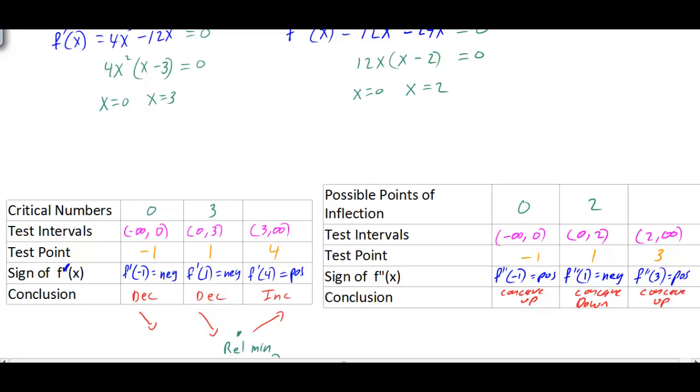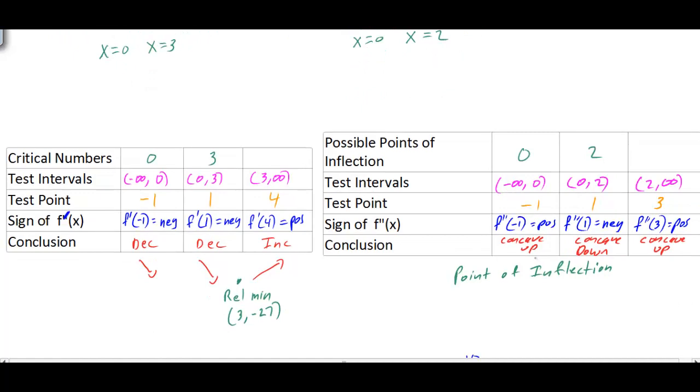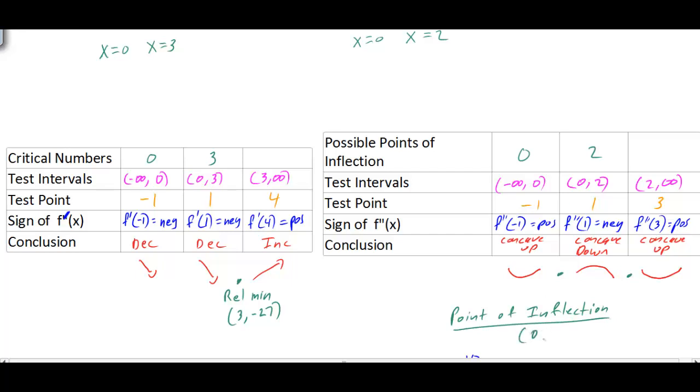So that tells us that we have a point of inflection at x equals 0, because we're changing from concave up to concave down. And if it helps, you may think of it this way. Our graph is concave up, concave down, and then concave up. So we're going to have points of inflection where the concavity changes, and that's going to occur at 0.